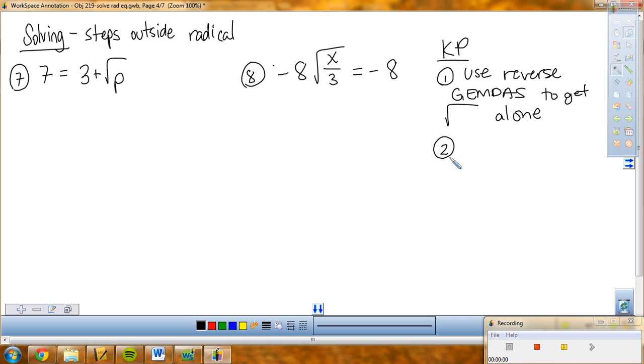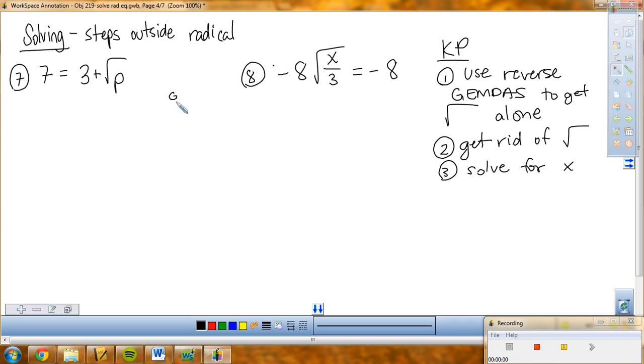Then, once we have our radical all by itself, we're going to get rid of our radical by squaring or taking it to whatever power we need to. And then the third step is going to be solve for x. So, looking at example 7, I can see I have a radical, but I also have this 3 floating in front of it. I need to use reverse GEMDAS to get it alone.